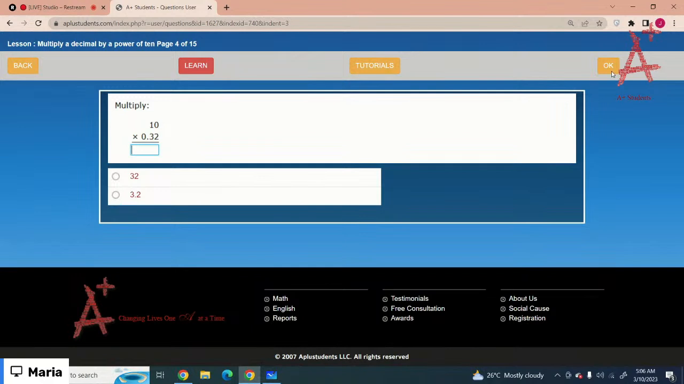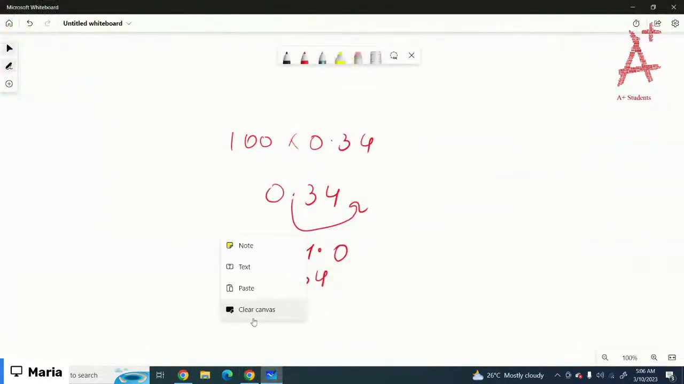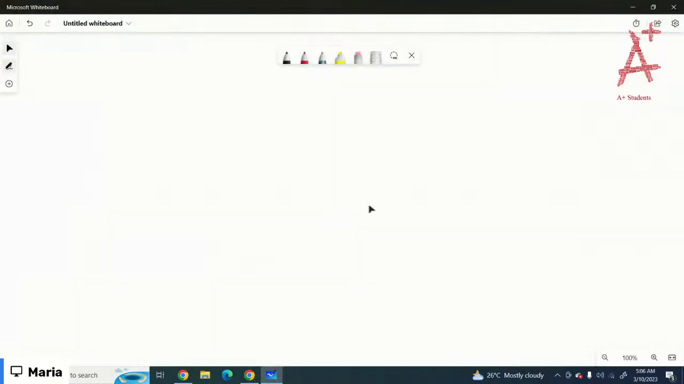The next one is 10 times 0.32. You have just one zero in the 10. That means you need to move the decimal point one place right. It would be moved from here to here. So it would be 3.2. So the correct option is 3.2.